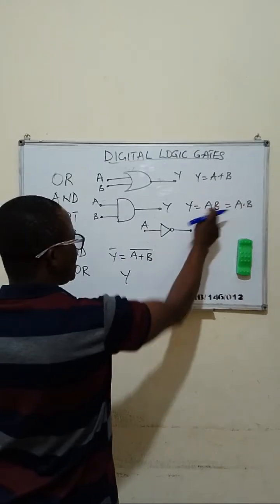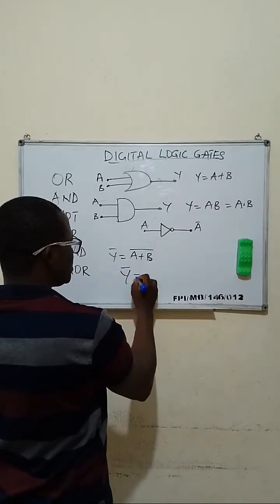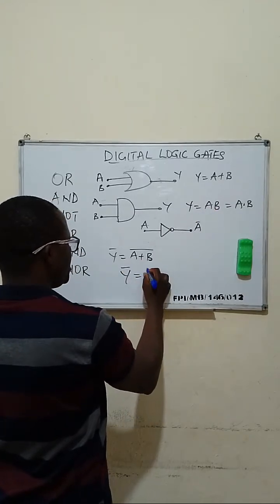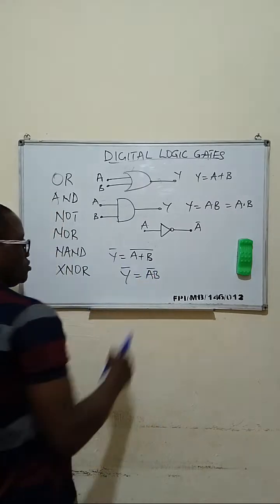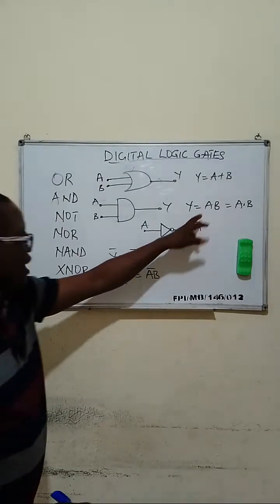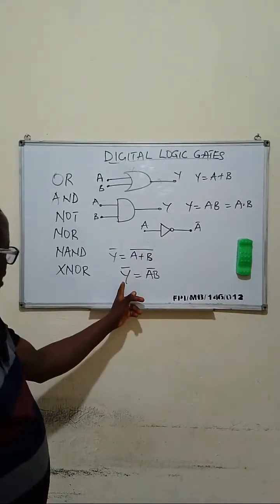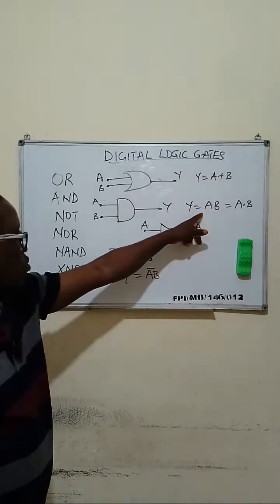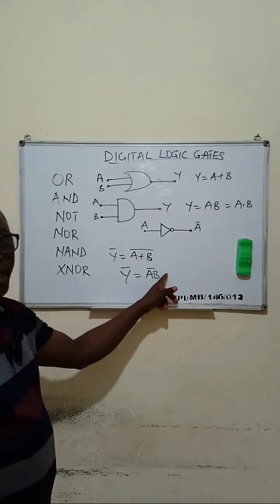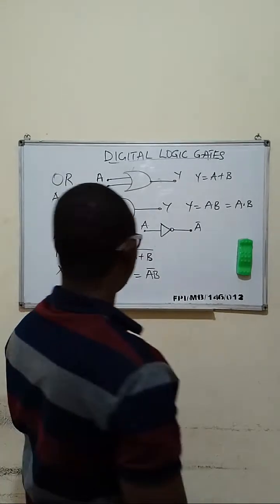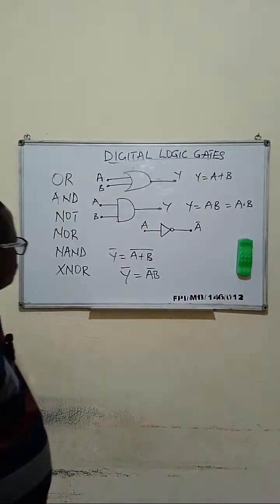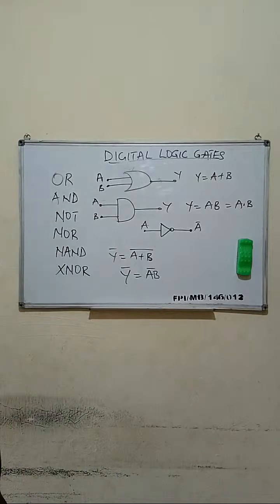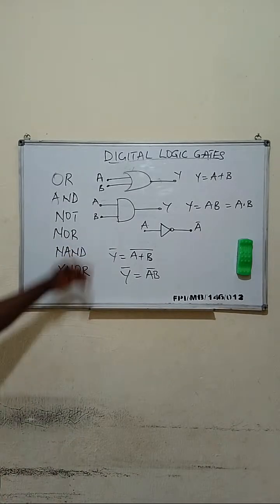Y equals AB, so now Y bar is equal to AB bar. Inversion: where you're supposed to have a high, in a NAND gate you're going to have a low. So it's an interchange. Where you're supposed to have a low, in a NAND gate you're going to have a high. Alright, so that is it. Okay, so that's a revision.